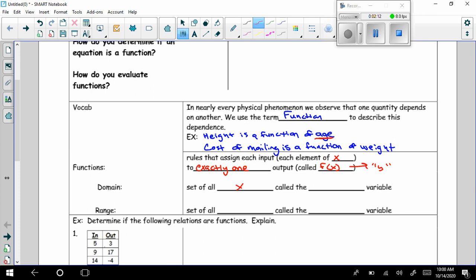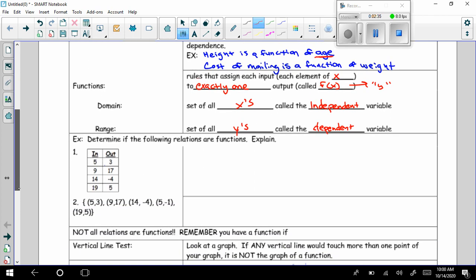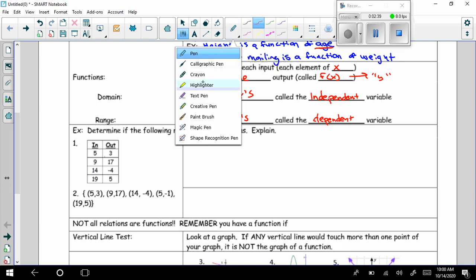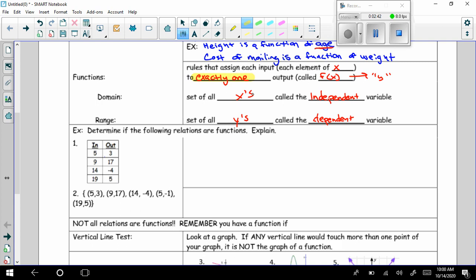The set of all x's is your domain, and this is your independent variable, what you don't have control over. And then your set of all y's is your dependent variable, or your range. So you have your domain and your range. Determining if something is a function is looking to see if it has that functionality. Does it have exactly one y for each x? In other words, do any of your x values repeat?